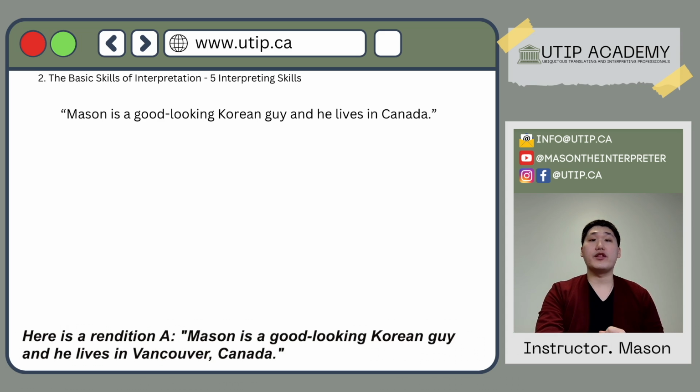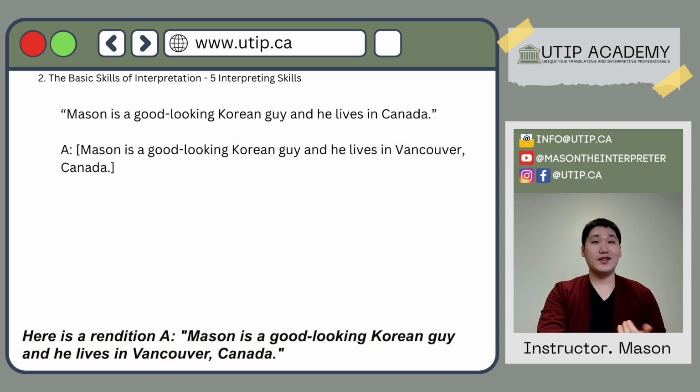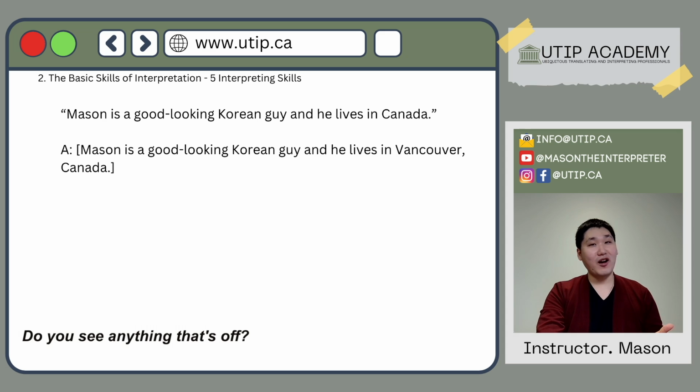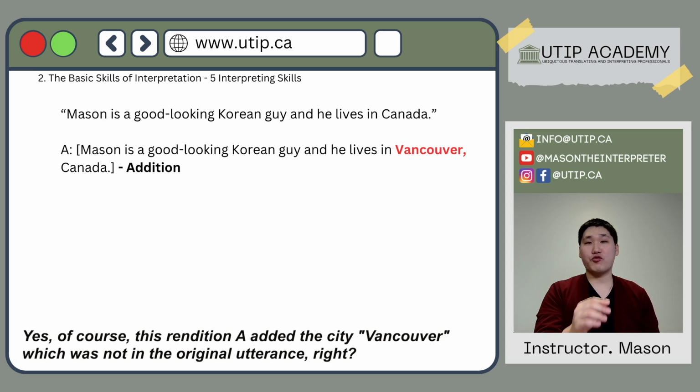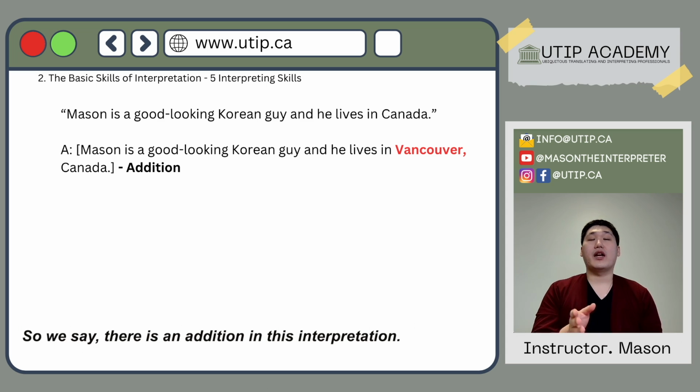Here is a rendition A. Mason is a good-looking Korean guy and he lives in Vancouver, Canada. Do you see anything that's off? Yes, of course. This rendition A added the city Vancouver, which was not in the original utterance, right? So we say there is an addition in this interpretation.